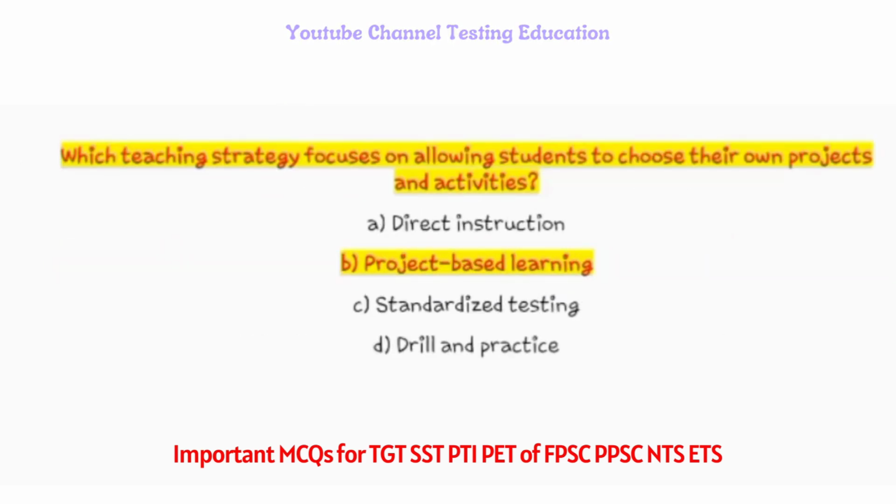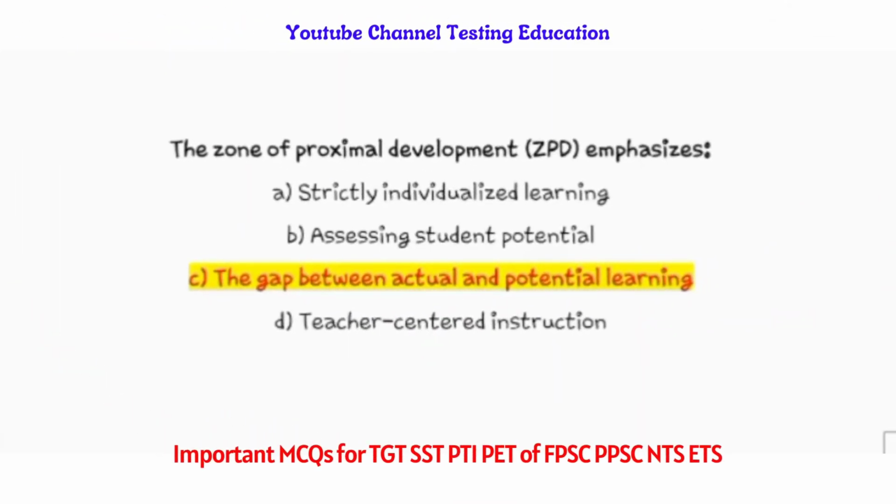Which teaching strategy focuses on allowing students to choose their own project and activities? And the answer is project-based learning. The zone of proximal development emphasizes the gap between actual and potential learning.